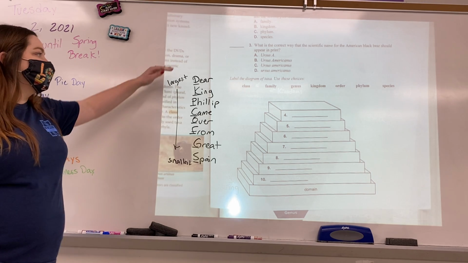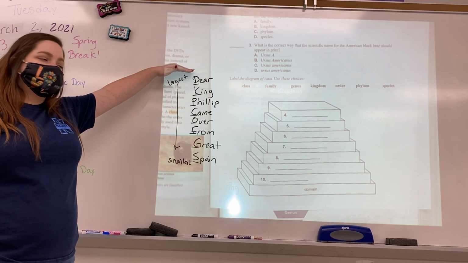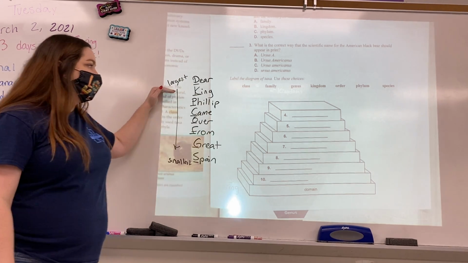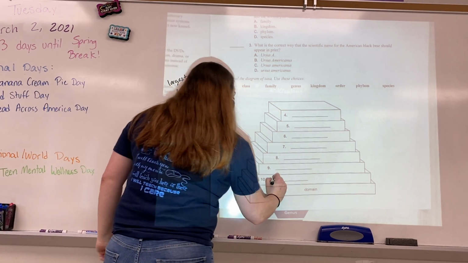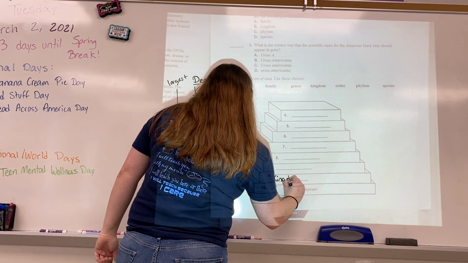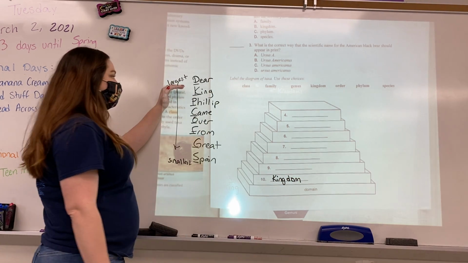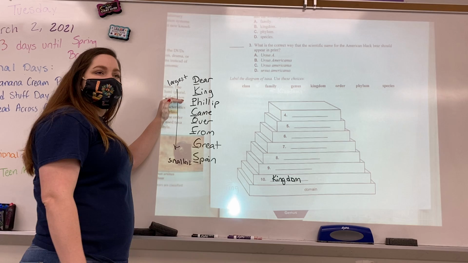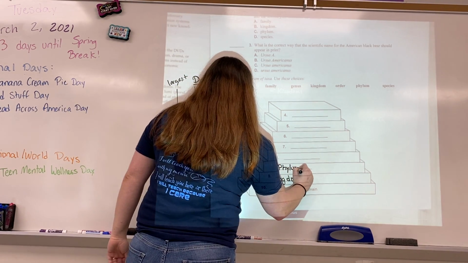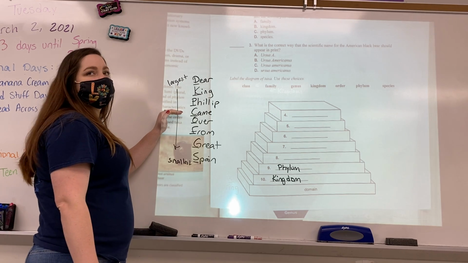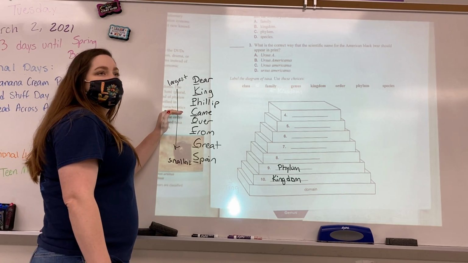So we have our domains as our largest. Our second largest are our what? What starts with a K? Kingdom. Our second word is Philip. What starts with a P? Phylum. Our third word is came. What starts with the letter C? Class.